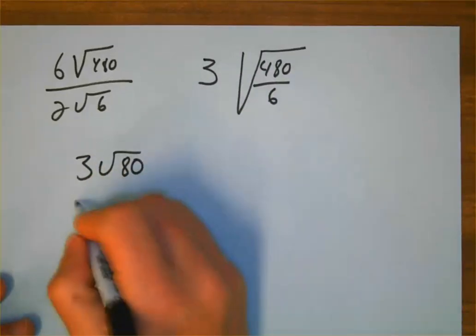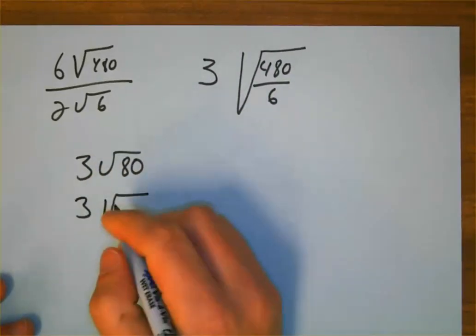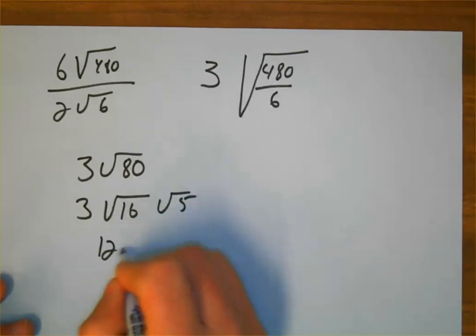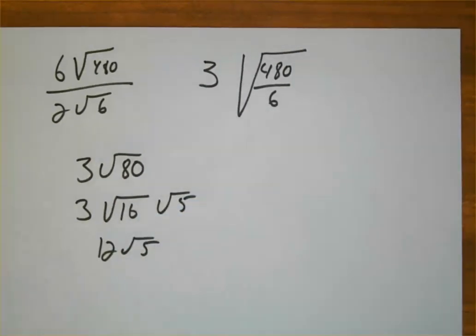And then you break down 80. So what's the perfect square that goes into 80? I think 16 and 5. So then that's 12 radical 5. It's not too tough, right? It even works when you have crazy ones.